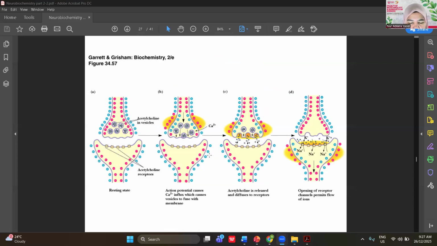This is the diagram illustrating acetylcholine release and the action potential. Try to understand what happens at the resting state, during the arrival of the action potential, during acetylcholine release, and also during receptor activation. I leave it to you to summarize the diagram on acetylcholine release and the action at the synapse.